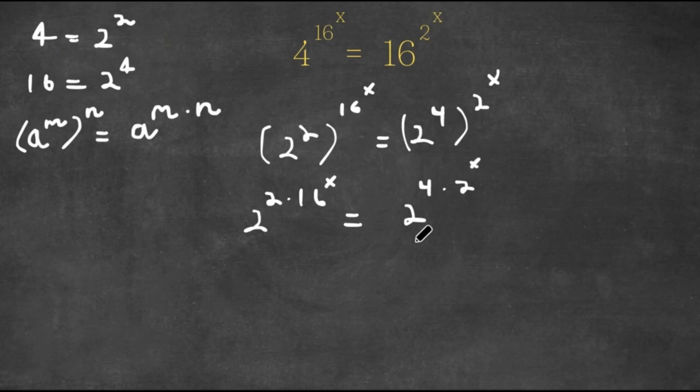Now, because both of these bases here are the same, this also means that the exponents are the same as well, meaning 2 times 16 to the power of x is equal to 4 times 2 to the power of x.